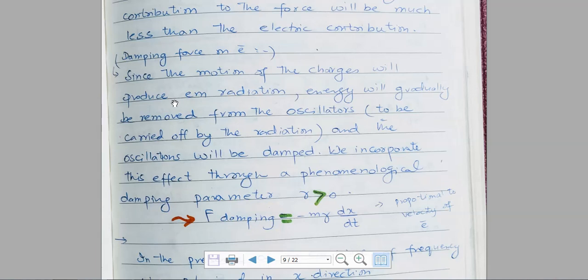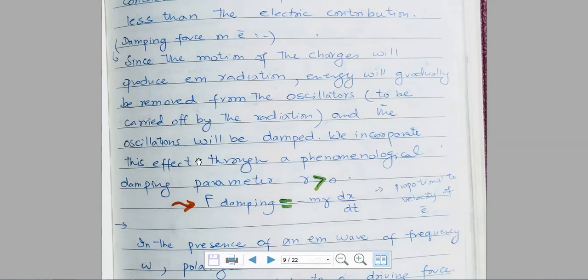Since the motion of charge will produce electromagnetic radiation, energy will gradually be removed from the oscillator, and the oscillator will be damped. As we have considered the oscillating field, when the charge oscillates, electromagnetic radiation will be produced. So the oscillation should be damped, meaning it should gradually diminish, or be gradually destroyed. We now have to incorporate this fact through a phenomenological damping parameter.